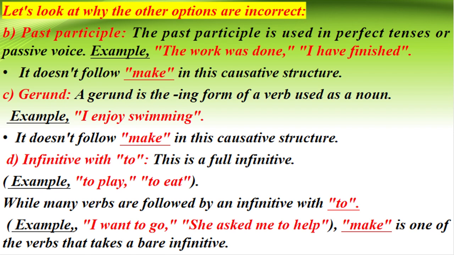B. Past participle. The past participle is used in perfect tenses or passive voice. Example, the work was done, I have finished. It doesn't follow make in this causative structure. C. Gerund. A gerund is the ing form of a verb used as a noun. Example, I enjoy swimming. It doesn't follow make in this causative structure. D. Infinitive with to. This is a full infinitive. Example, to play, to eat. While many verbs are followed by an infinitive with to, example, I want to go, she asked me to help, make is one of the verbs that takes a bare infinitive.